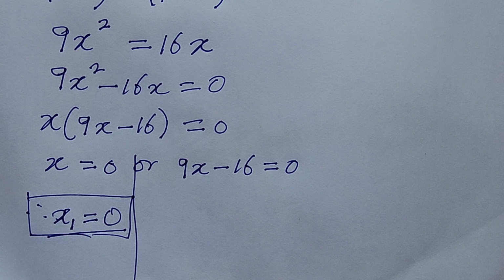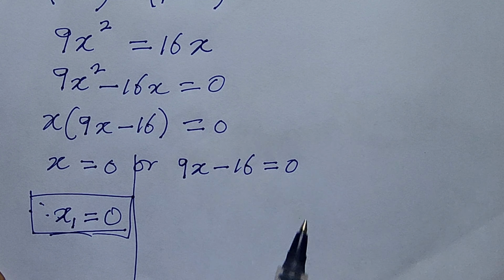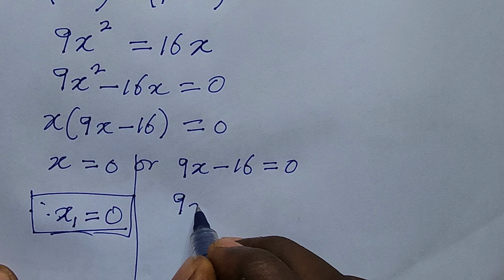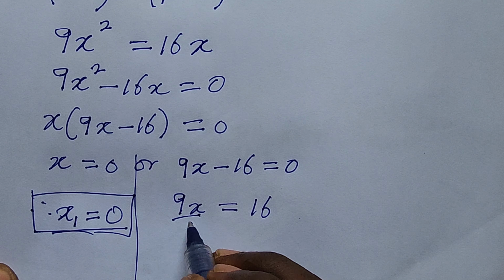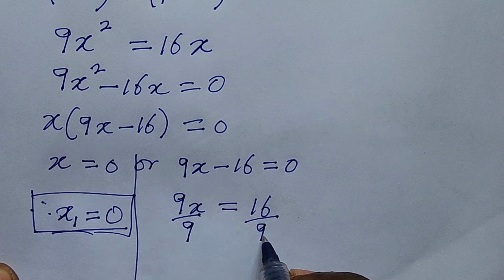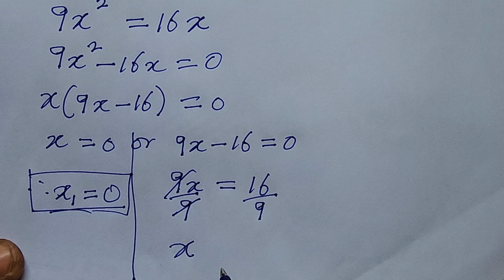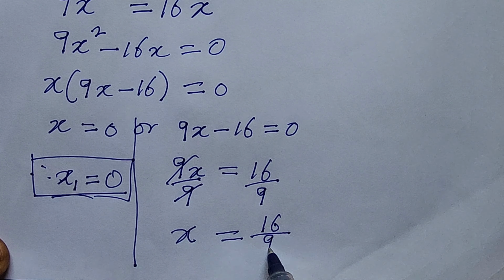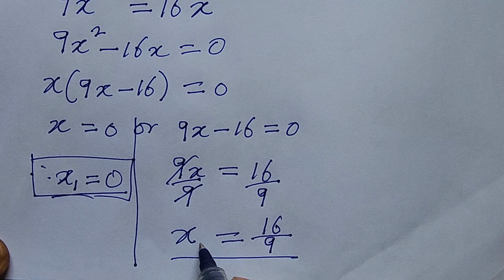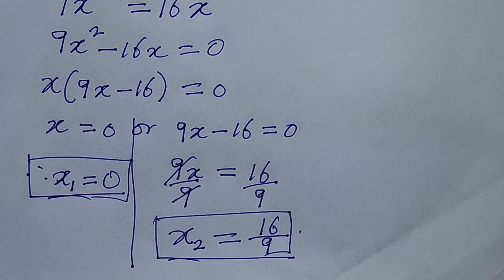Now, let's look at the second case scenario, which is this side now. All we need to do is send this to this side. So this is going to give us 9x equal to positive 16. Divide both sides by 9. So we now have x equal to 16 all over 9. This is our x2 that satisfies the original equation.